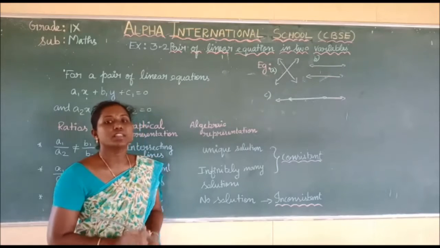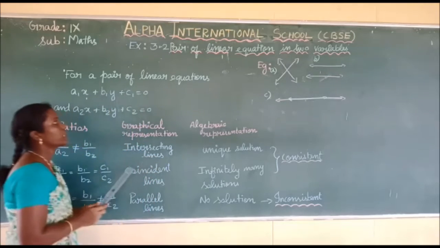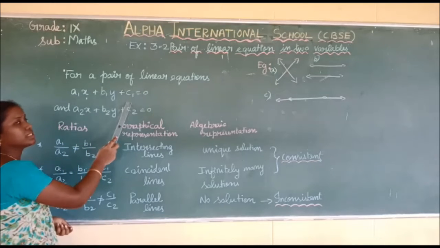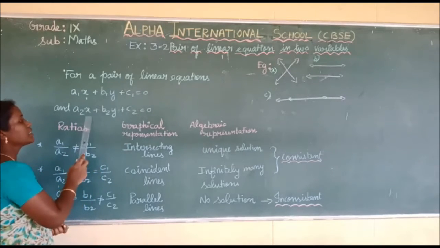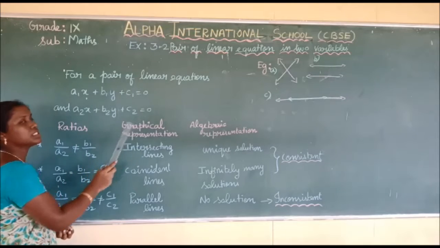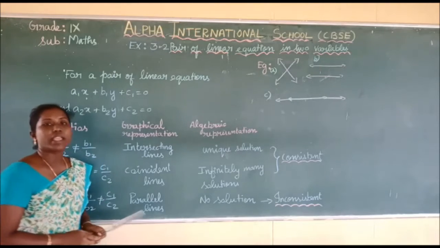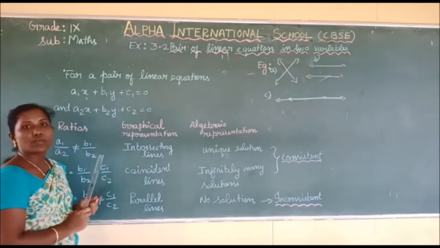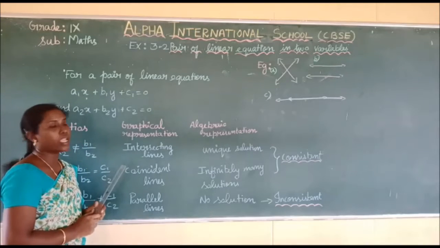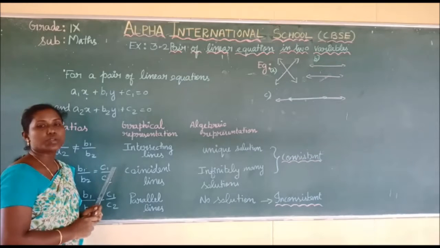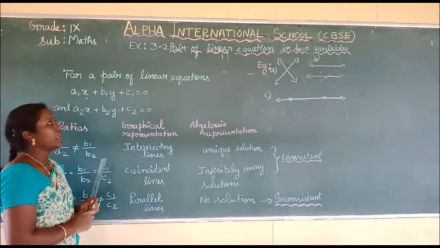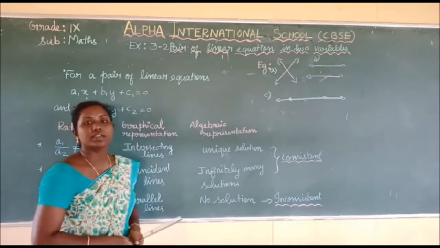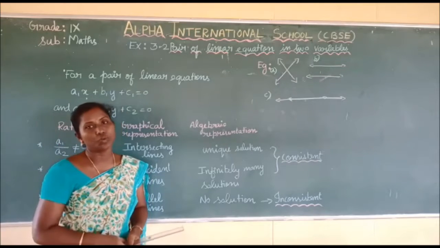In general, the pair of linear equations in two variables will be in the form of a1x plus b1y plus c1 is equal to 0 and a2x plus b2y plus c2 is equal to 0. The coefficients of x and y are not equal to 0, that is, a1 square plus b1 square is not equal to 0, and b2 square is not equal to 0. Like that, the coefficients are not equal to 0. That is called the pair of linear equations in two variables.